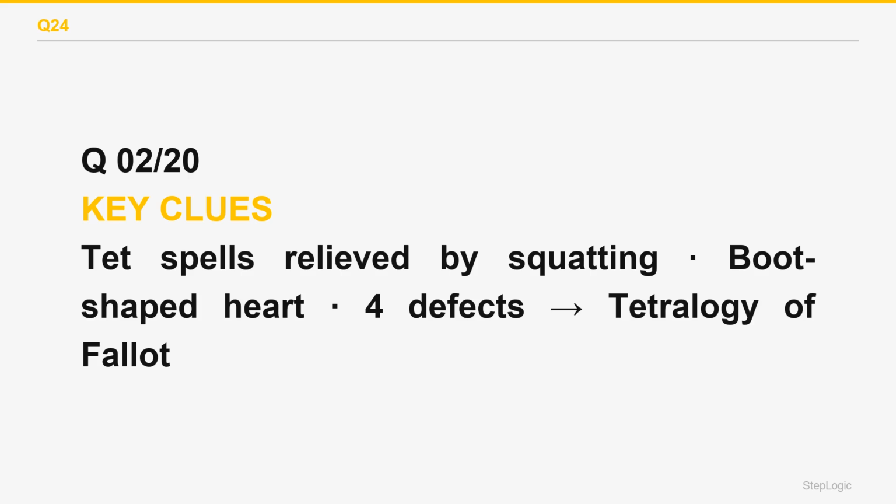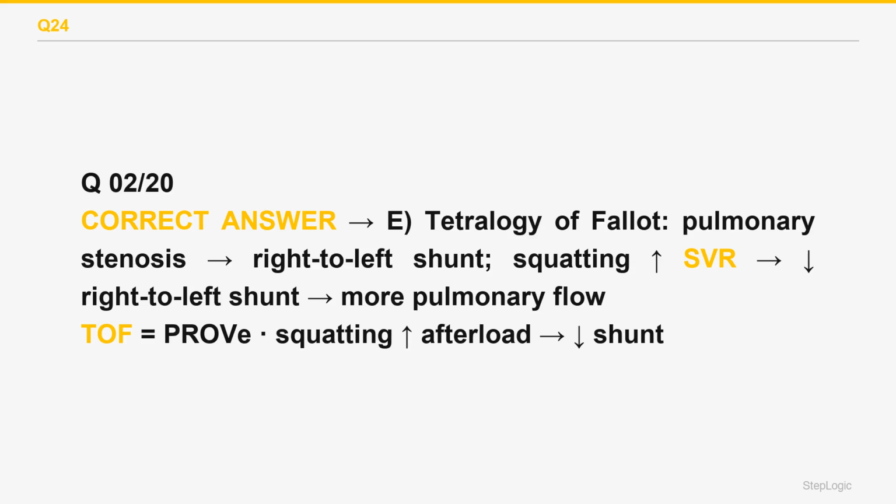TET spells are episodes of worsened cyanosis. The correct answer is E. The squatting maneuver is the classic clue. Squatting, or the knee-chest position, increases systemic vascular resistance, the afterload on the left side. This raises the resistance to the right-to-left shunt through the VSD, so less deoxygenated blood crosses into the aorta and more blood is forced through the pulmonary valve to be oxygenated, relieving the cyanosis. So squatting works by increasing SVR to reduce the right-to-left shunt. The 4-defect cyanotic lesion with squatting-relieved TET spells is tetralogy of Fallot.